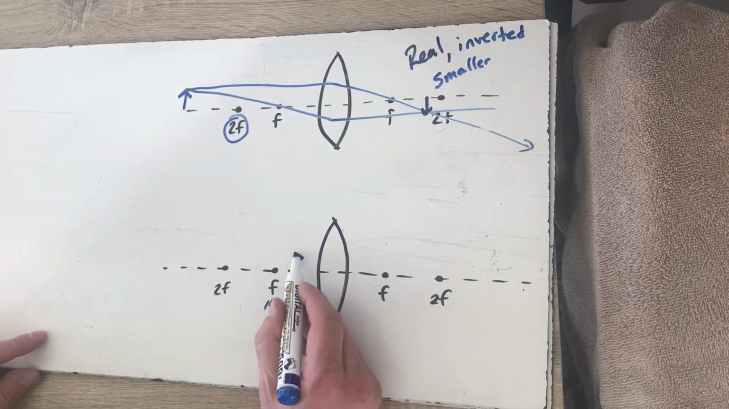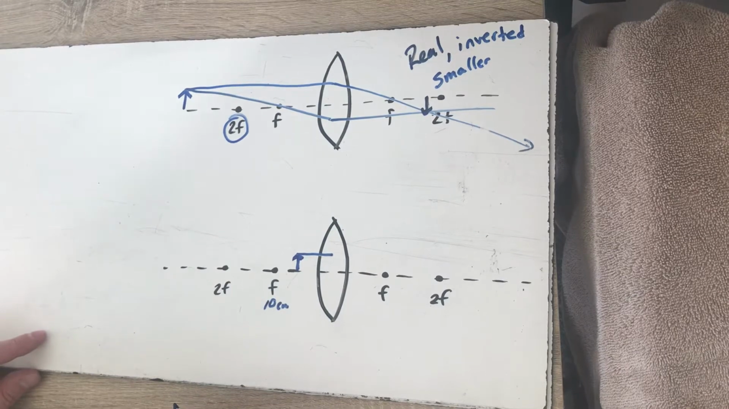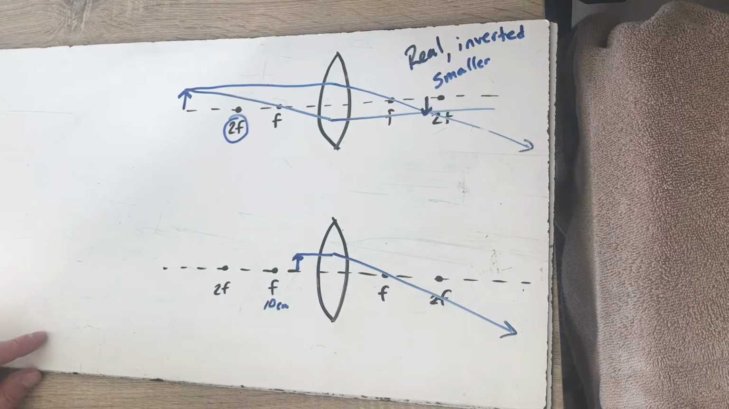I'm going to draw a ray coming out parallel. Okay, but then when it does its bend and it goes through that lens, it's going to come through the focal point on the other side.